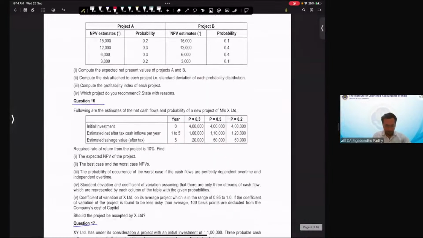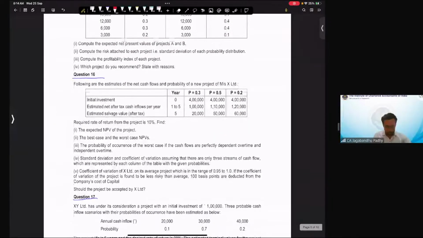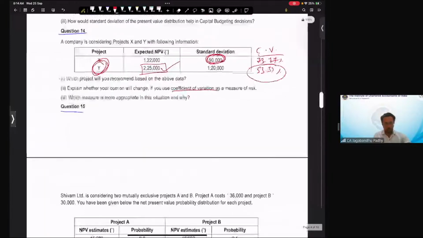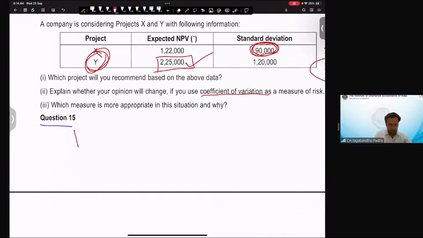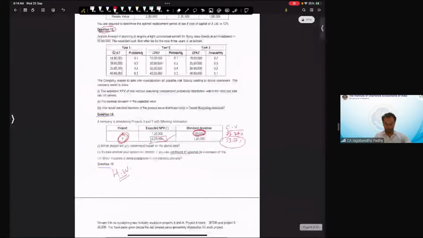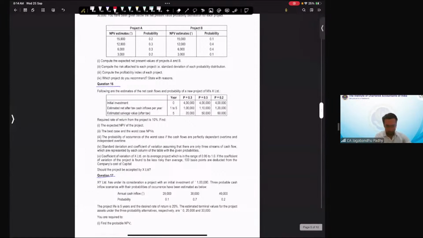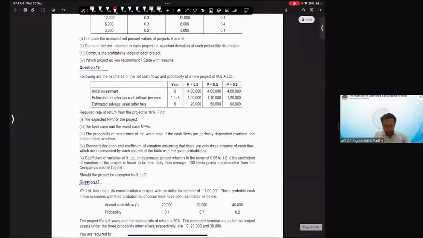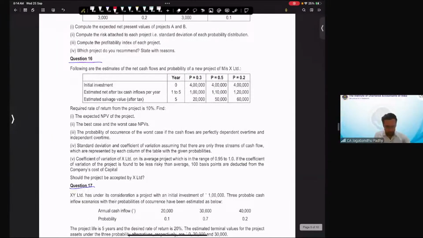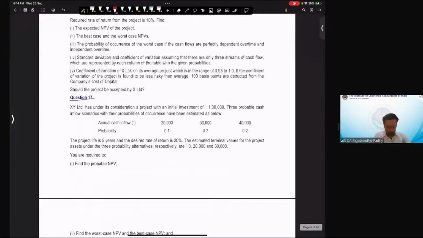Okay. Now, this question number 15, I'm giving you as homework, guys. You have to try it on your own. Question number 15 is homework for you. Okay. Then 16th, we'll do it later.